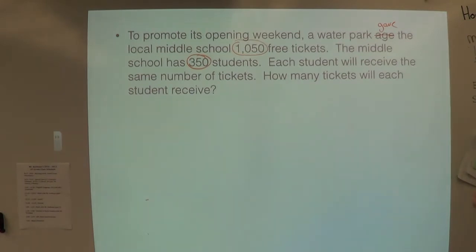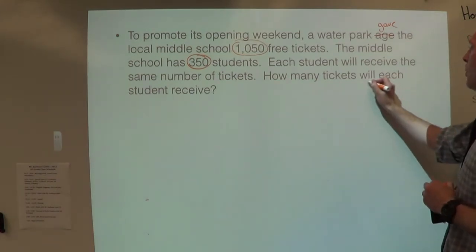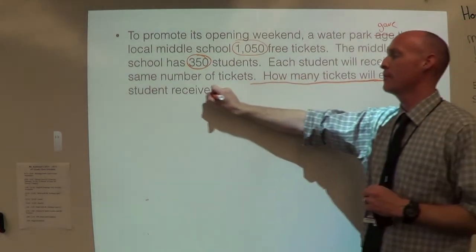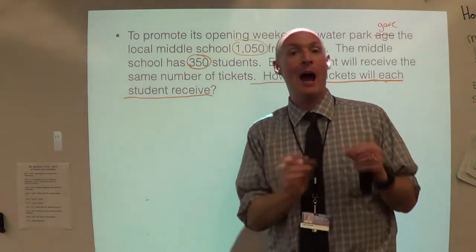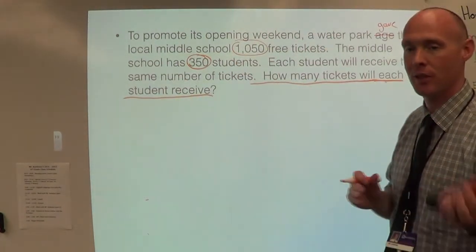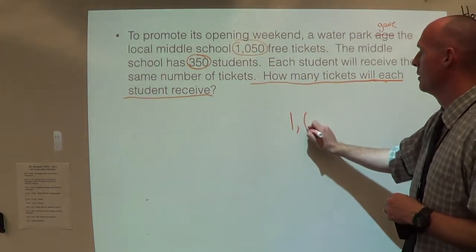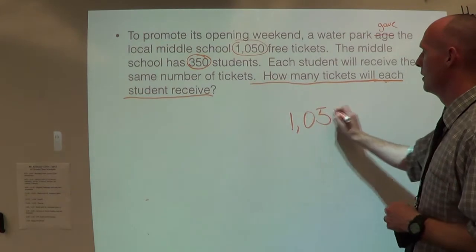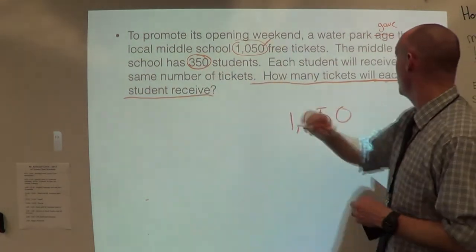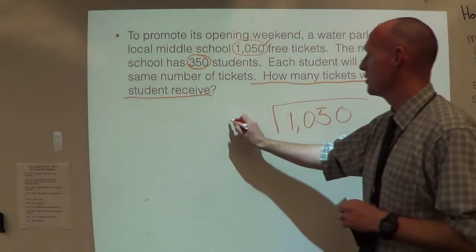Each student will receive the same number of tickets. How many tickets will each student receive? Ooh, I see. How many tickets will each receive? There's my question. And when I see that, how many will each receive? Boom, in my brain I should think division. So let's look at it. I have a total of 1,050 tickets. Good. I have 350 students.